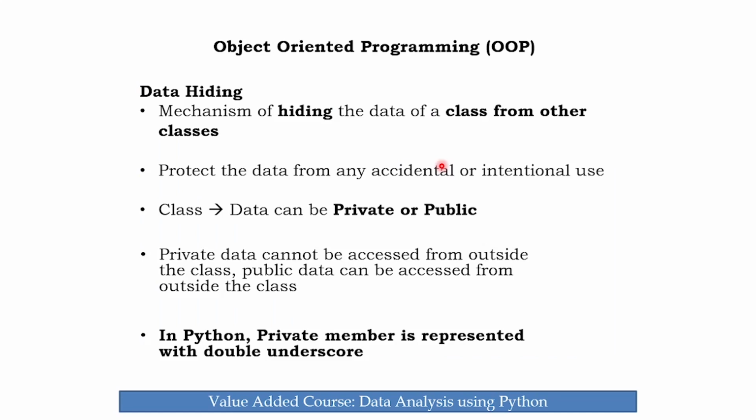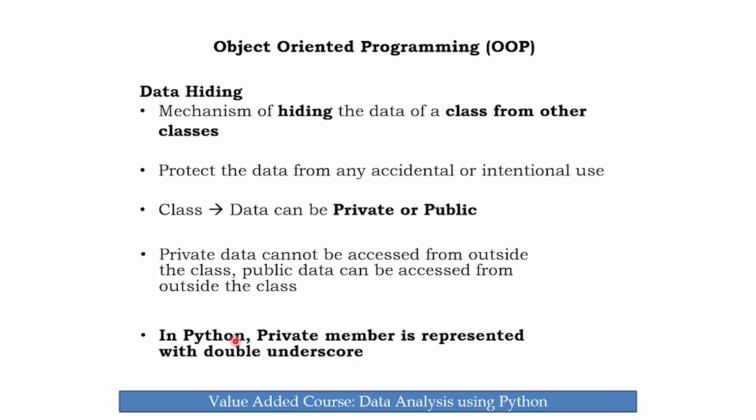The next concept is data hiding. Data hiding is nothing but hiding our data inside a class. Why are we hiding? So that other classes cannot access this hidden data. We are trying to protect our data from other classes for any accidental or intentional use. You can protect your data by two means. One is you can protect through private or public. Private data cannot be accessed from outside the class. Once you define a member as private, you cannot access it from outside. But when you define it as public, you can access it from outside the class.